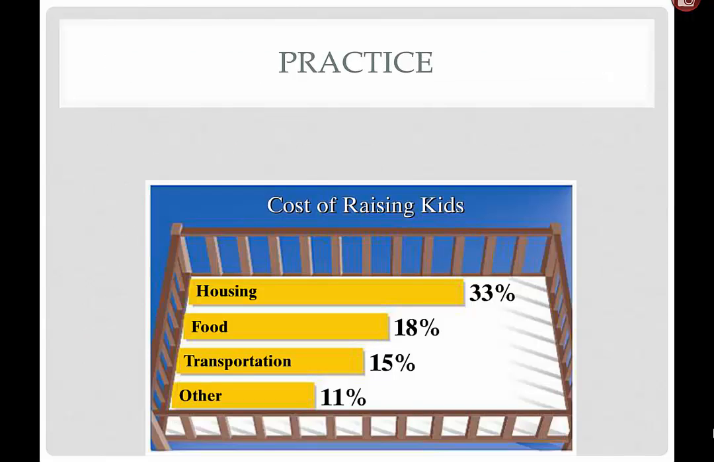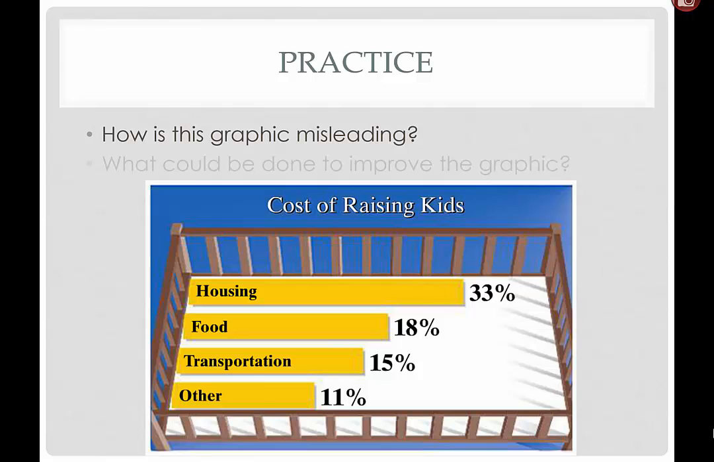All right, so if we take a look at this problem, we've got the cost of raising kids, and so housing is 33%, food is 18%, transportation is 15%, and 11% is in the other category. So how is this graphic misleading, and what could be done to improve the graphic? So let's take a look at this. All right, so we've got a sideways bar graph, a horizontal bar graph, which is totally fine.